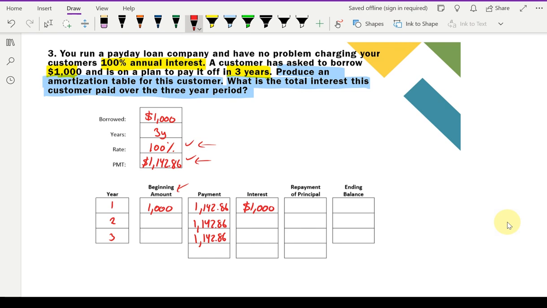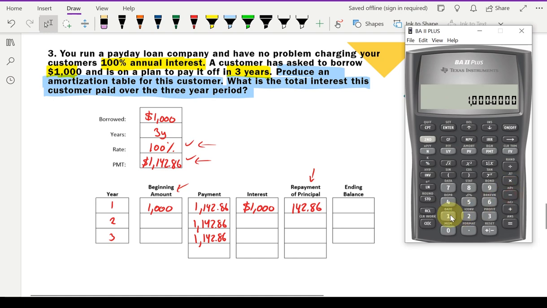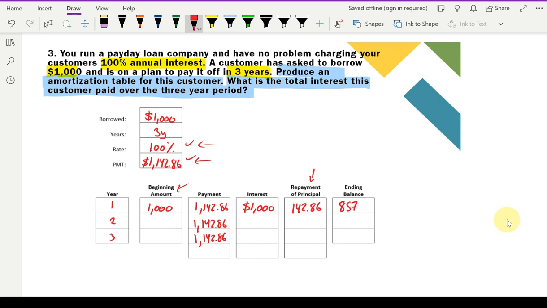To find the principal, we take the payment minus the interest, right? That leaves us with $142.86. That's the amount we've paid down. What is the ending balance? Well, that's going to be the 1,000 minus 142.86. So at the end of the first year, we still owe $857.14. Now, this ending balance becomes our beginning balance.